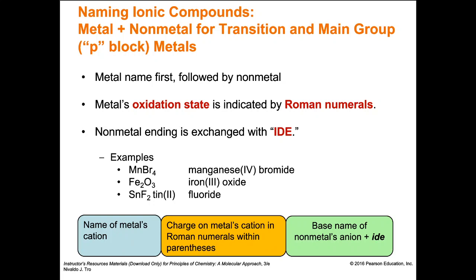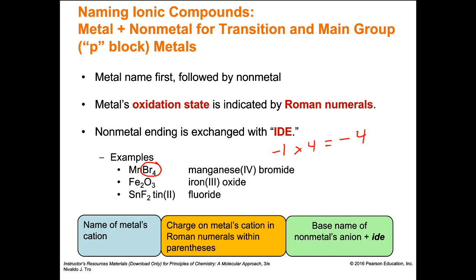So here we have MnBr4. Here I'm not being told what the charge of manganese is. So how do I know that? Well, the way I know that is because I know what the charge of bromide is. I know that bromide is -1, and I know that I have 4 of them. So I'll actually put a 1 in here. So it's -1, for a total of -4.